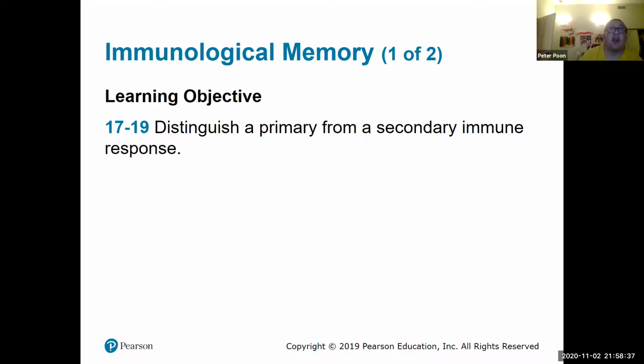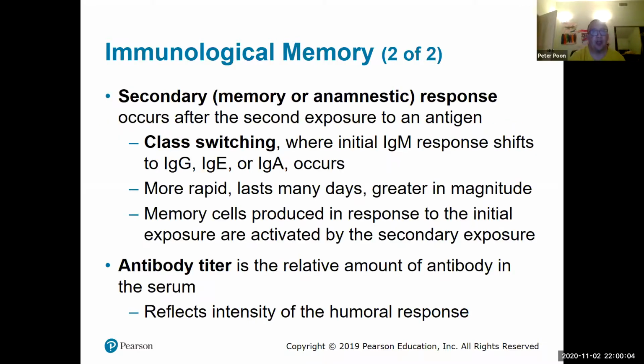Primary and secondary immune response. Hugely important thing right now: primary versus secondary immune response. You can bet all the money that you have that this will show up on the test in some shape or form. The secondary immune response is also known as the memory response. It's the second exposure to an antigen.